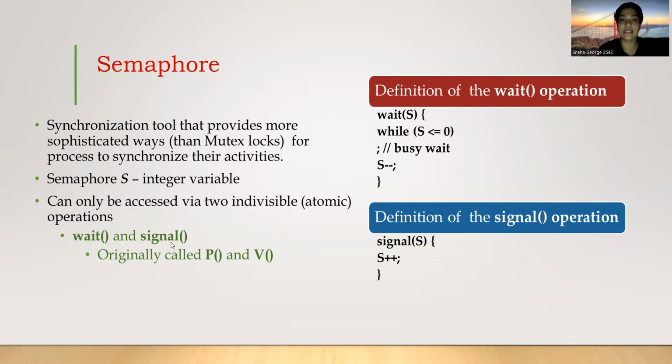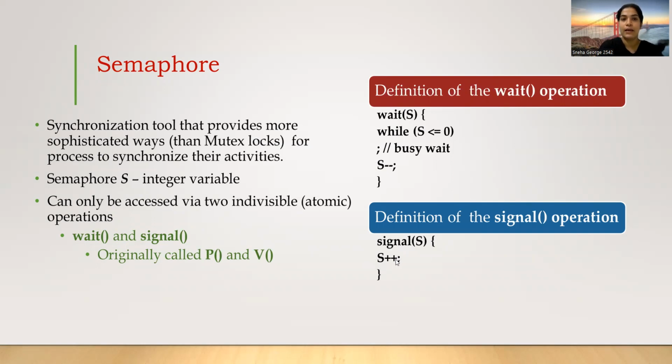This wait and signal are originally called P and V. You can say it that way also. Now let us see the definition of wait operation and signal operation. In the wait operation, the semaphore integer variable is decremented, whereas in the signal operation the semaphore integer variable is incremented.